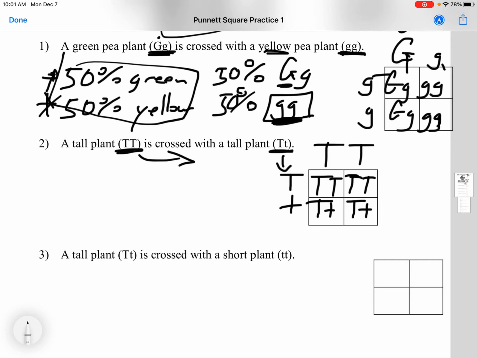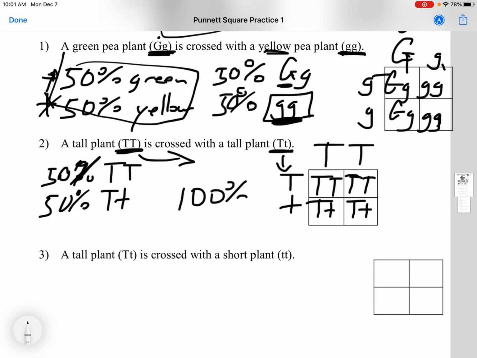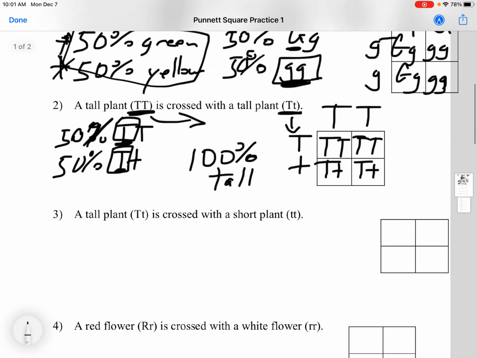So let's just glance at what we see here. We see that 50% is going to be homodominant, 50% going to be heterozygous. We can look at that and go 100% of the time, the offspring are going to be tall, okay? And that's because they have a dominant allele represented. All right, let's go down.